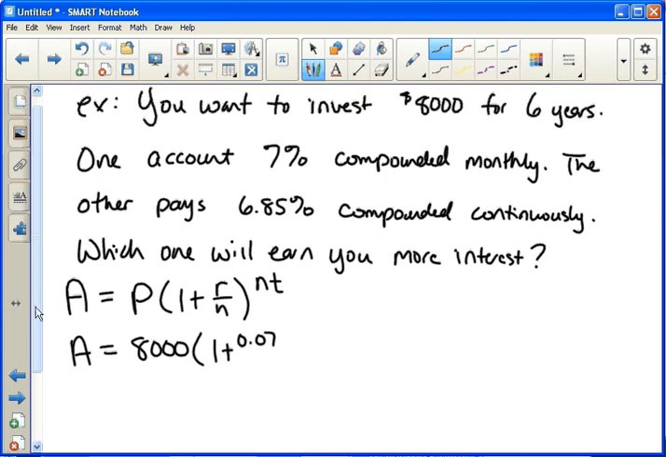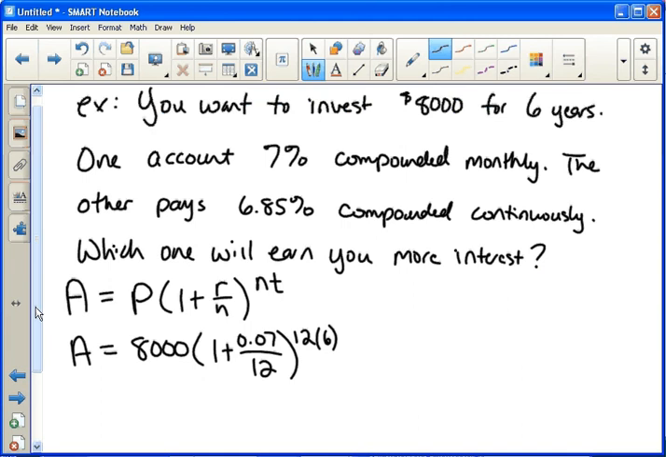n is the number of times per year that we actually get interest. Well, it's monthly, so that's going to be 12. So we put 12 in for both n's, and we want to know what happens after 6 years, so we plug in 6 for time. That will be our equation for the 7% account.